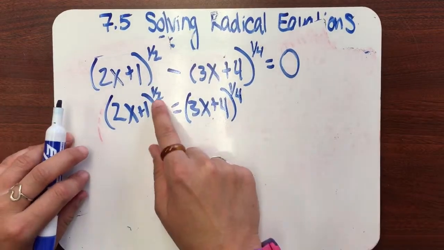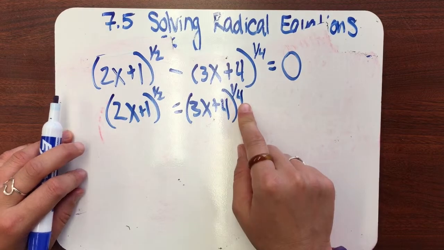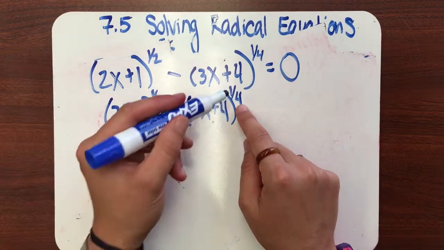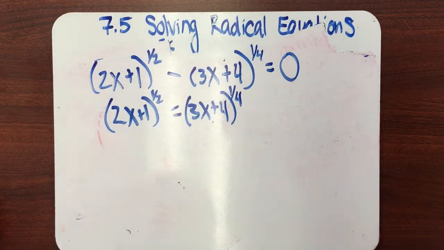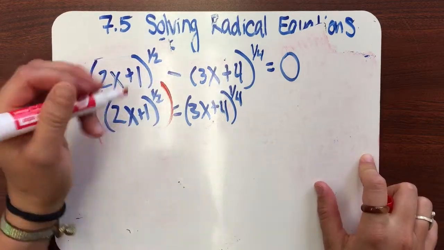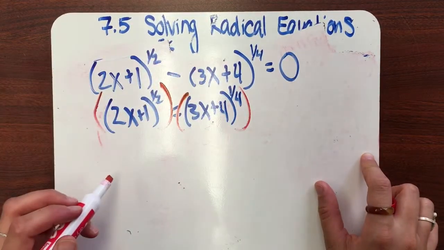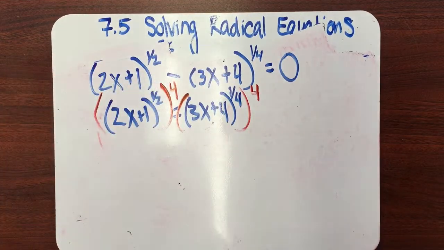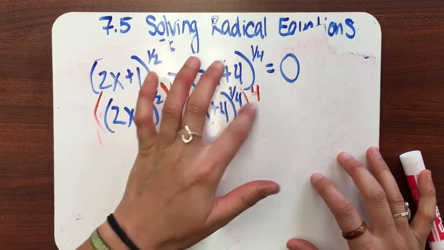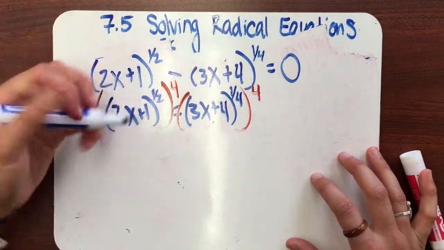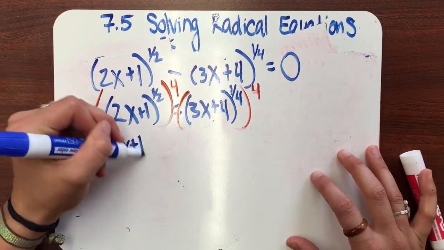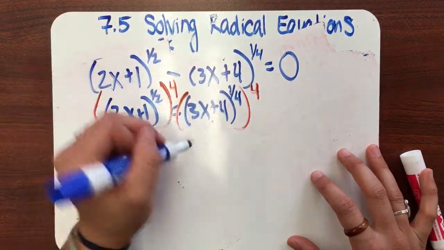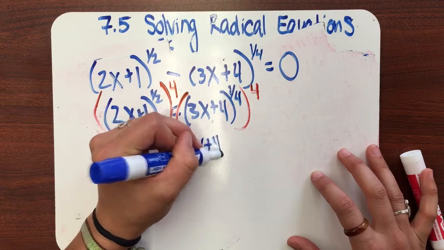So since these are not to the same power, what you're going to do is take the reciprocal power of the one that has the higher denominator. So this one has the higher denominator here, so that means we're going to take both of them to the reciprocal power of 1/4. So the reciprocal of 1/4 is a 4, and we do this because that will cancel both of the fractions out. So we have 4 over 2 is a 2. That means we have 2x plus 1 squared. And then 1/4 times 4 is a 1, so this is just equal to 3x plus 4.